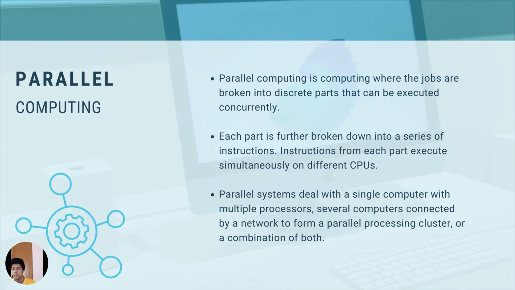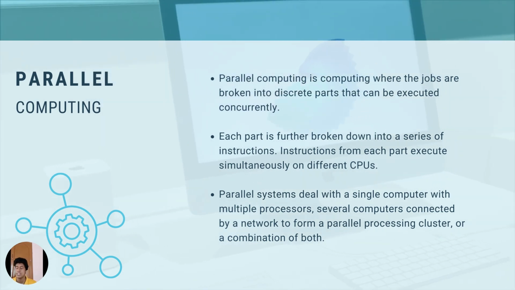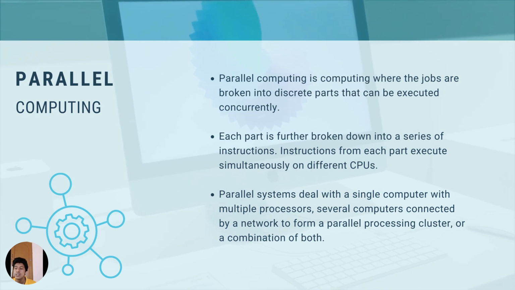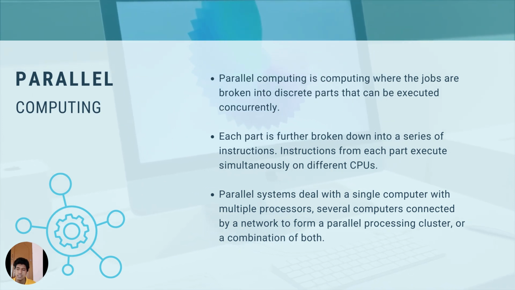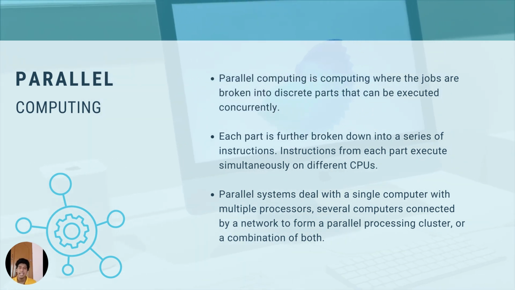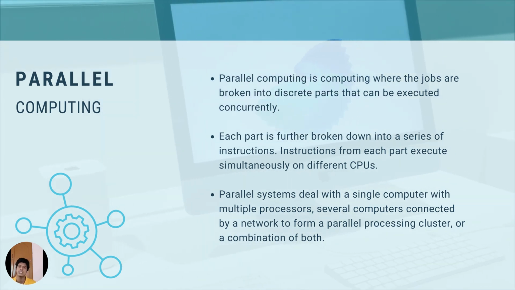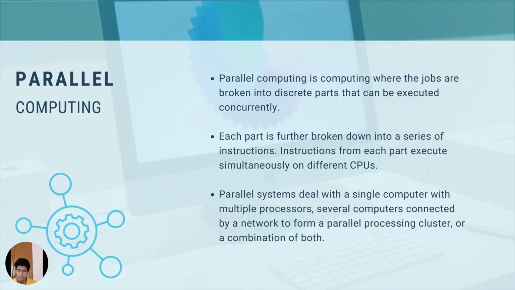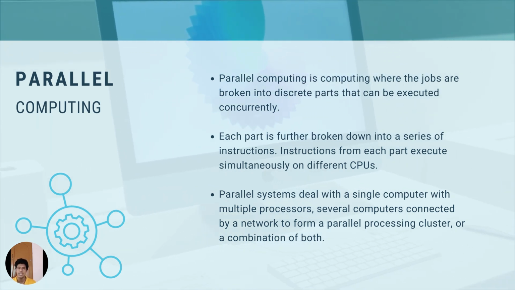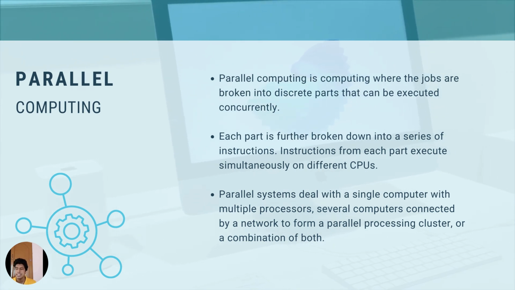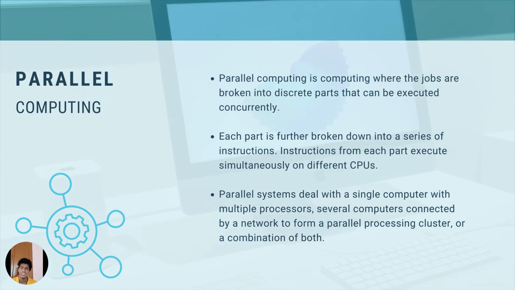Now, moving on to one of the major components on which Flynn's taxonomy is based, parallel computing. Parallel computing is computing where the jobs are broken into discrete parts that can be executed concurrently. That means the job of a processor is split up into multiple different parts, so that the system can work on each of these parts concurrently.